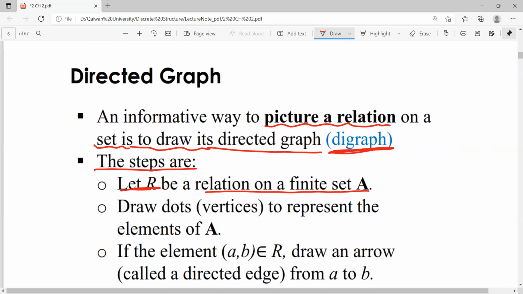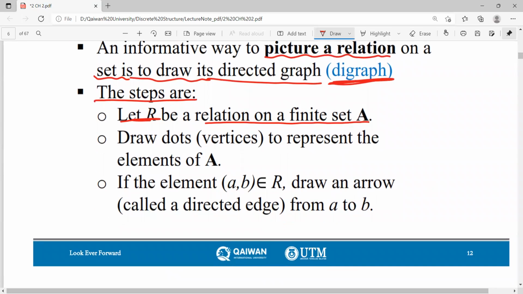We must have no two sets. We don't say from X to Y. It must be from a set to itself. So for a relation on a finite set A, we draw dots or vertices to represent its elements. That means we write down all elements of the set separately. Then, if the element (a, b) is in the relation, we draw an arrow from a to b.